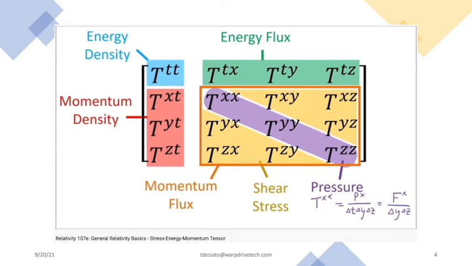If we have an electromagnetic field, for example, these three terms on the top are the energy flux, or the components of the Poynting vector. Since the tensor is symmetric, the energy flux and momentum density are the same, and the three diagonal components are the pressure.